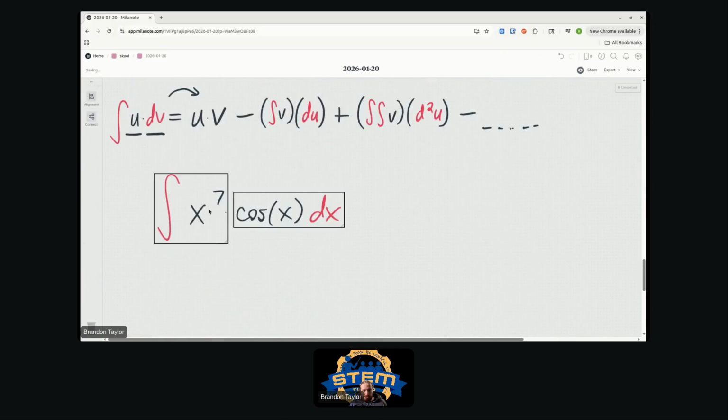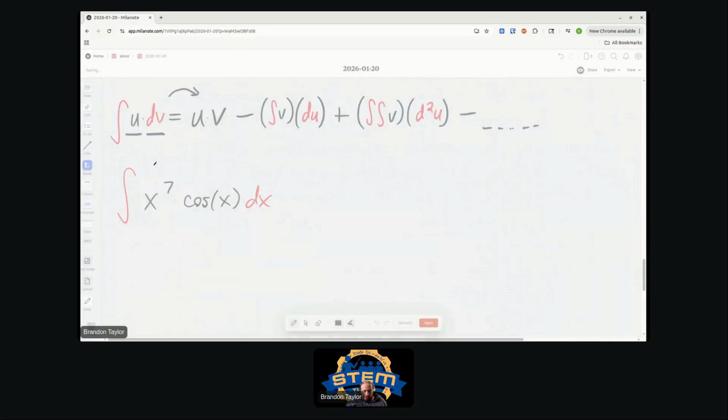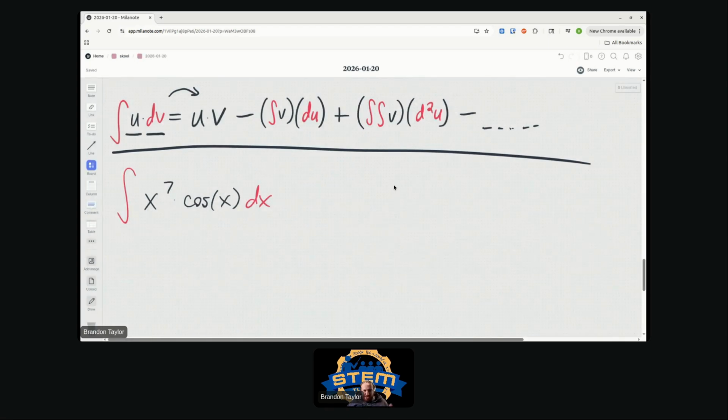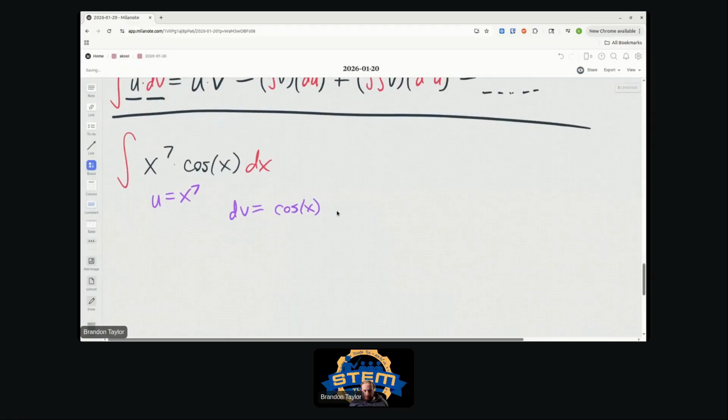Why is this such a big deal to understand how this works? Because if we understand this process, we can just do the same thing with a table of values. We don't have to actually do it. So here's how you would do tabular integration. You still choose u and v the same way. So you say u is x to the 7th, and then you say dv is still cosine of x dx, or I'll just say cosine of x here. But then here's the difference.